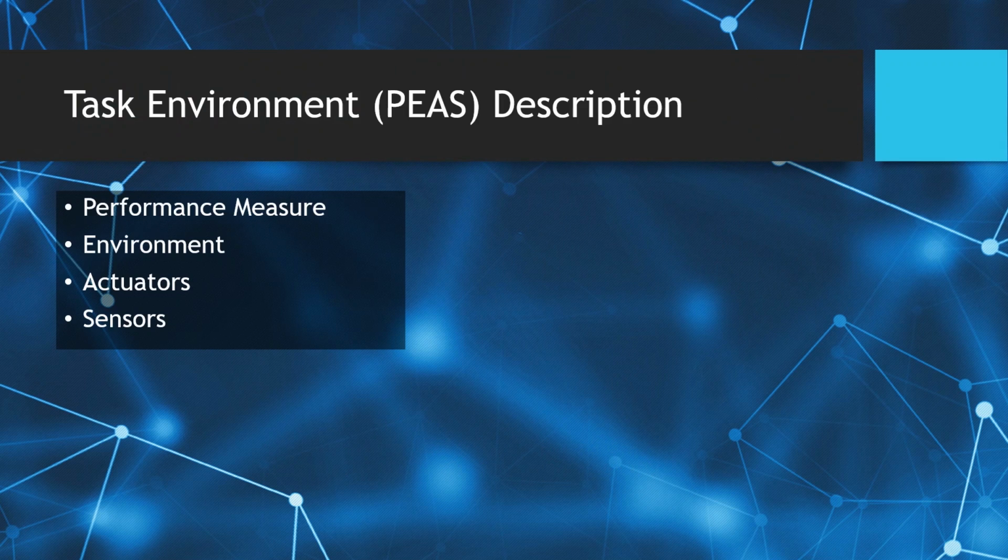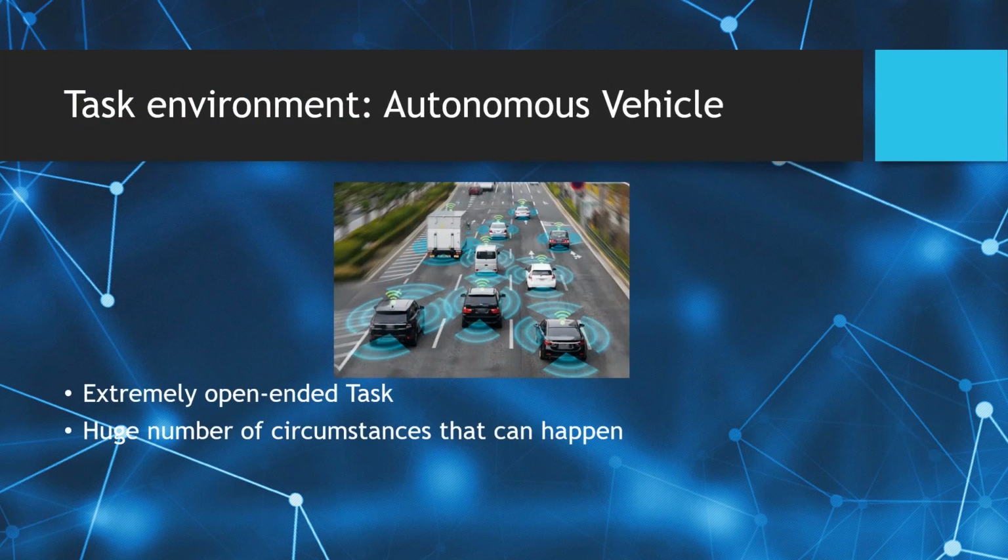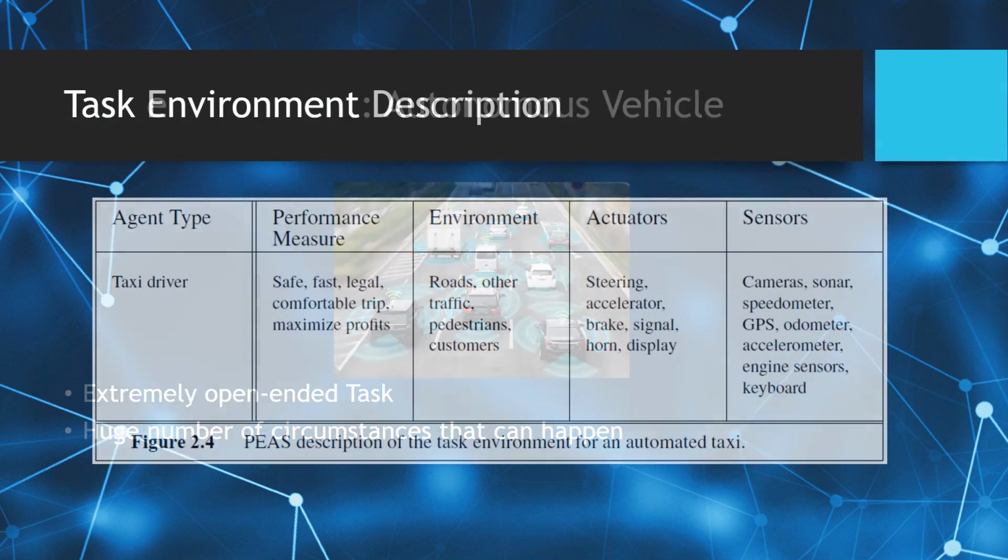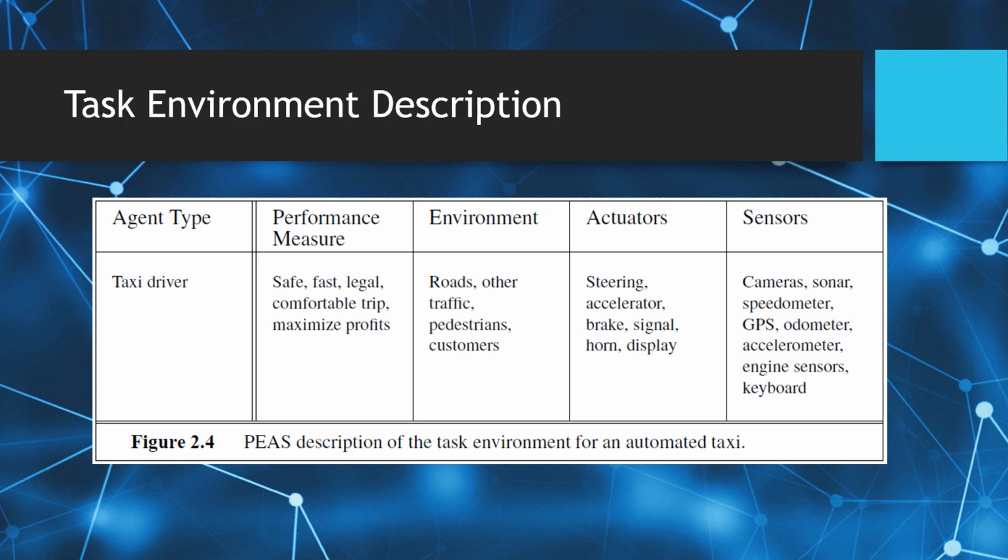We are going to be using an example of an automated driving car, or as we nowadays call them, autonomous vehicles. The full driving task is extremely open-ended. There is no limit to the novel combinations of circumstances that can arise. So if you take a look at the tables shown, we can understand the parameters of performance, environment, actuators, and sensors a little more clearly.